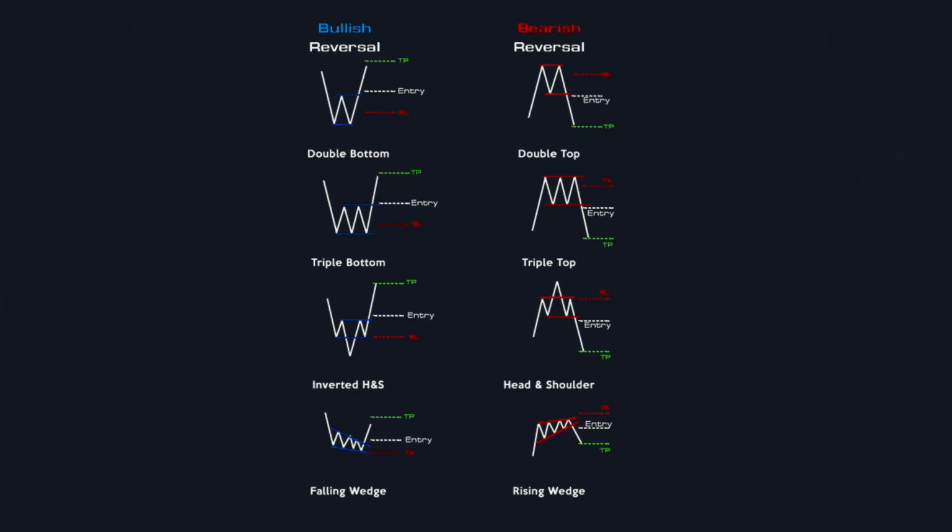Reversal chart patterns. Forex reversal chart patterns are formations which suggest winds of change have arrived on a price chart. These chart patterns indicate that the dominant trend is coming to an end. Among popular reversal patterns are head and shoulders, double tops, double bottoms, triple tops and bottoms, and directional wedges.